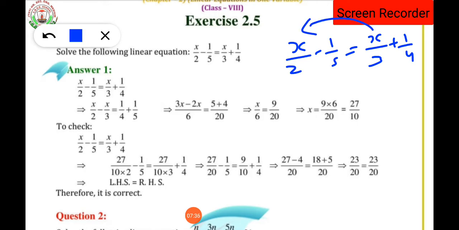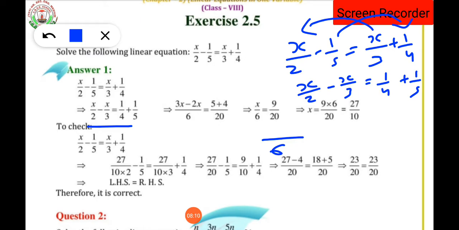Transposing the x to one side and the constant term to the other side, we will get an equation as x upon 2 minus x upon 3 is equals to 1 by 4, and this minus 1 by 5 transposed from the left hand side to the right hand side will become plus 1 by 5. Understood up to here? Then after this what we have to do? We have to see its denominator. Its denominator is an unlike term, so converting it into a like term, taking the LCM of 2 and 3 will become how much? It will become 6.